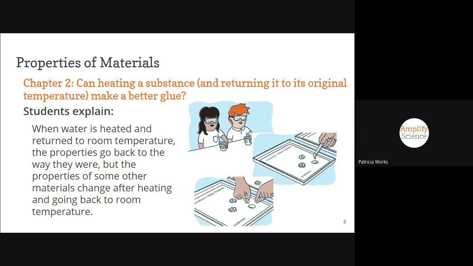At the end of Chapter 2, students are able to explain that when water is heated and returned to room temperature, the properties go back to the way they were, but the properties of some other materials change after heating and going back to room temperature. For example, when a mixture of cornstarch and water is heated and then returned to room temperature, it has different properties than it had before.